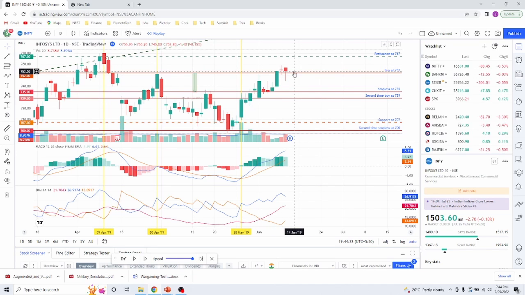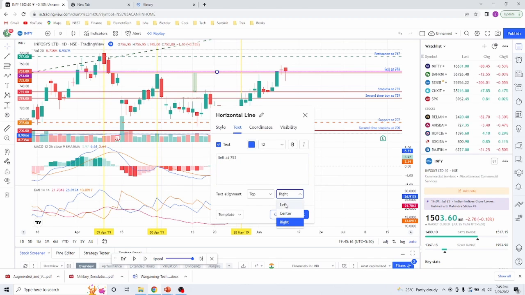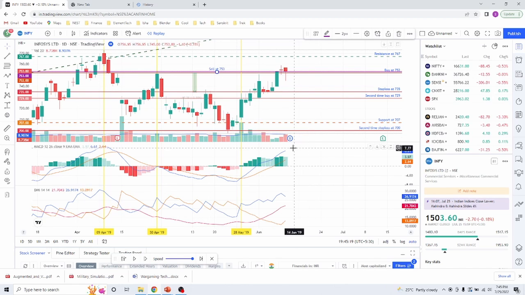So what I'm going to do is sell it here. Again, I'm going to press Alt H here. I'll make the style purple, and I'll make the text centered so that it doesn't collide with the other text. So sell at 753. Once we sold at 753, the second time was buy at 759 and sell at 753.